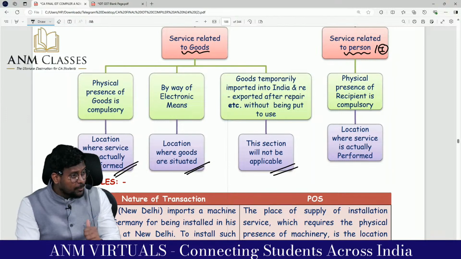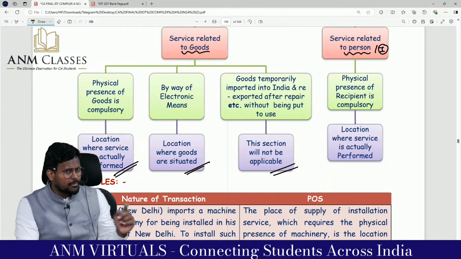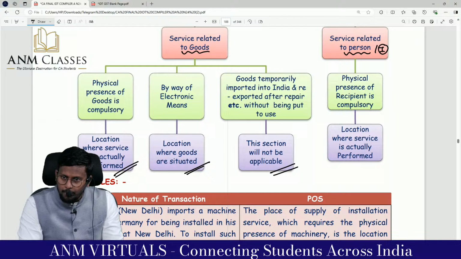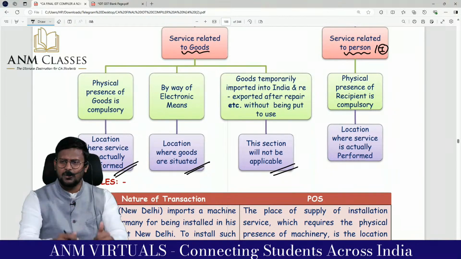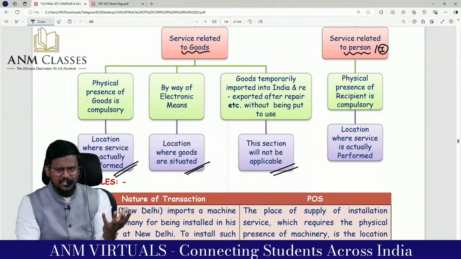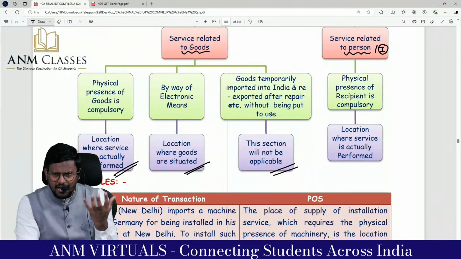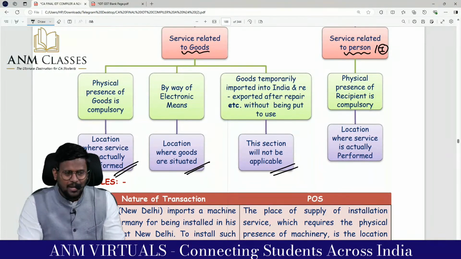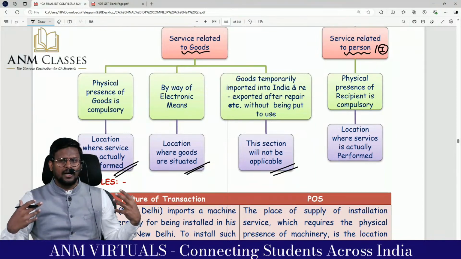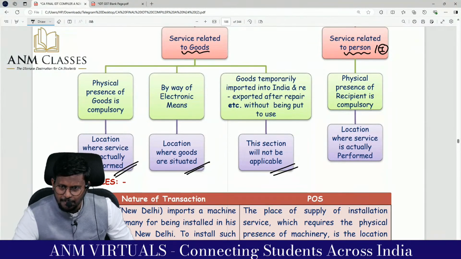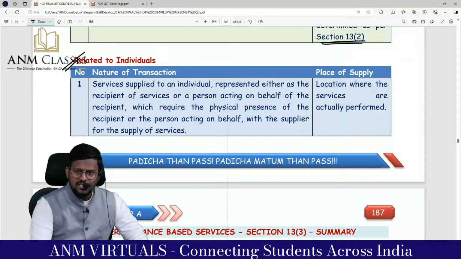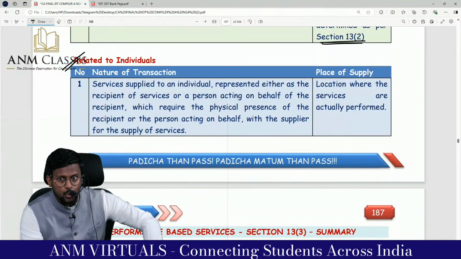Then which section will be applicable? 13.2 will be applicable. What is 13.2? General provision. Location of the recipient of the service. If the location of the recipient of the service is not determinable in the ordinary course of business, then location of the recipient shall be determined accordingly.